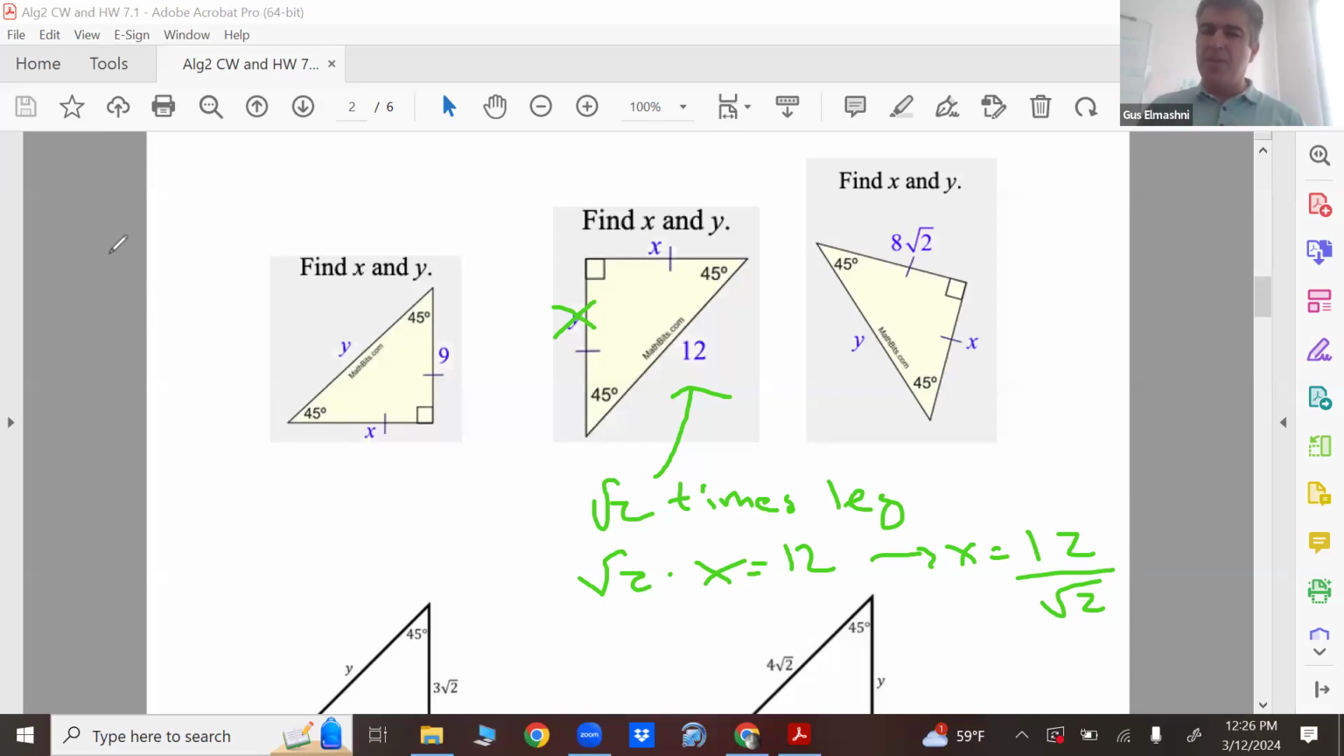How do I clean this up? Do you guys know how to clean it up? What do you do top and bottom? Do you guys remember? Yeah, exactly. That's called rationalize the denominator because you're making the bottom a rational number.